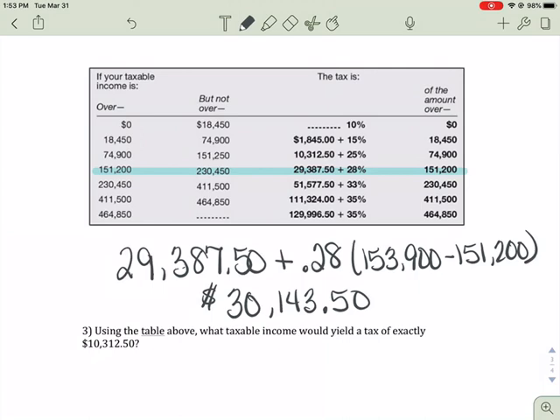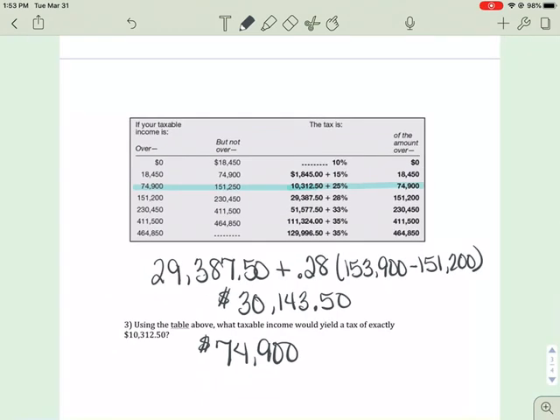Okay, all right, so let's try another one very similar. Okay, we use the table above. What is the taxable income that would yield a tax of exactly $10,312.50? So we want to know, this is the answer. We've got to find the interval in which we would find that. Okay, so let's see. 10,312.50. Oh, I see that number. It's right here. So it's in this row. Right? So that number plus 25% of a number bigger than 74,900. But if this part would be 0, so I guess it's 74,900. And that is correct.